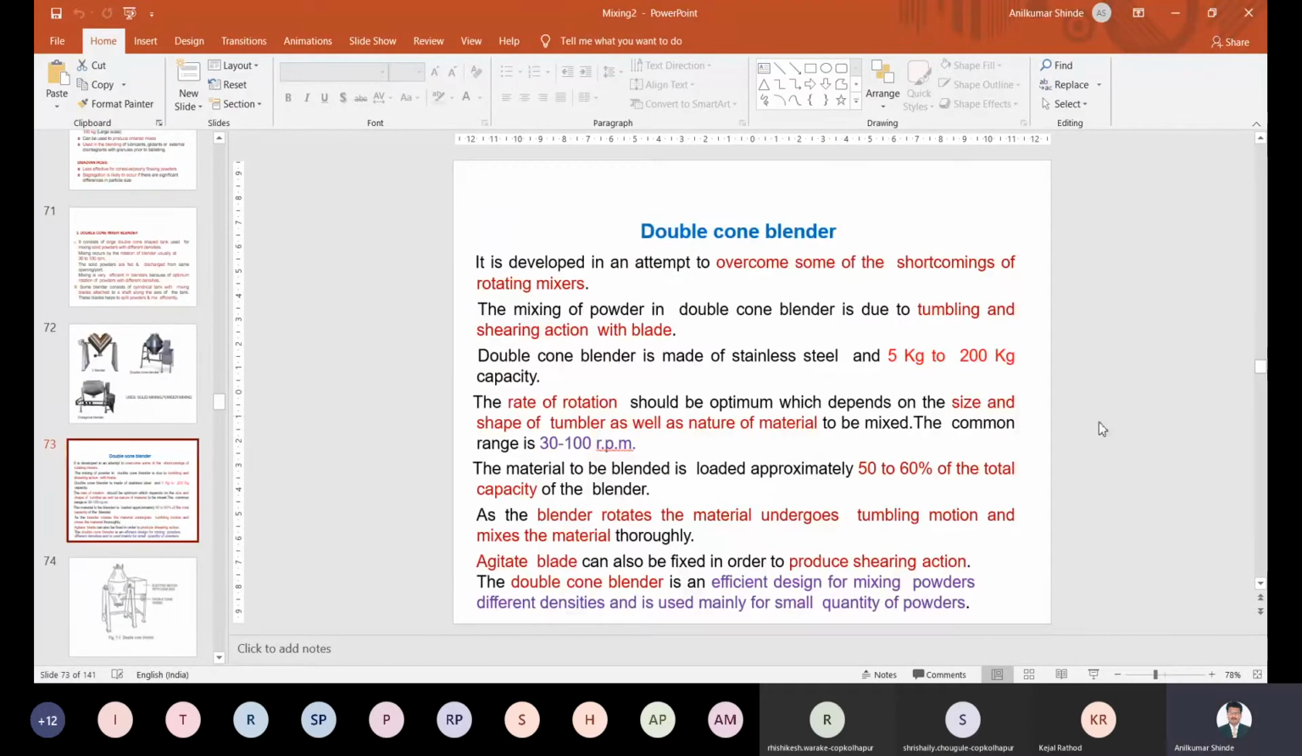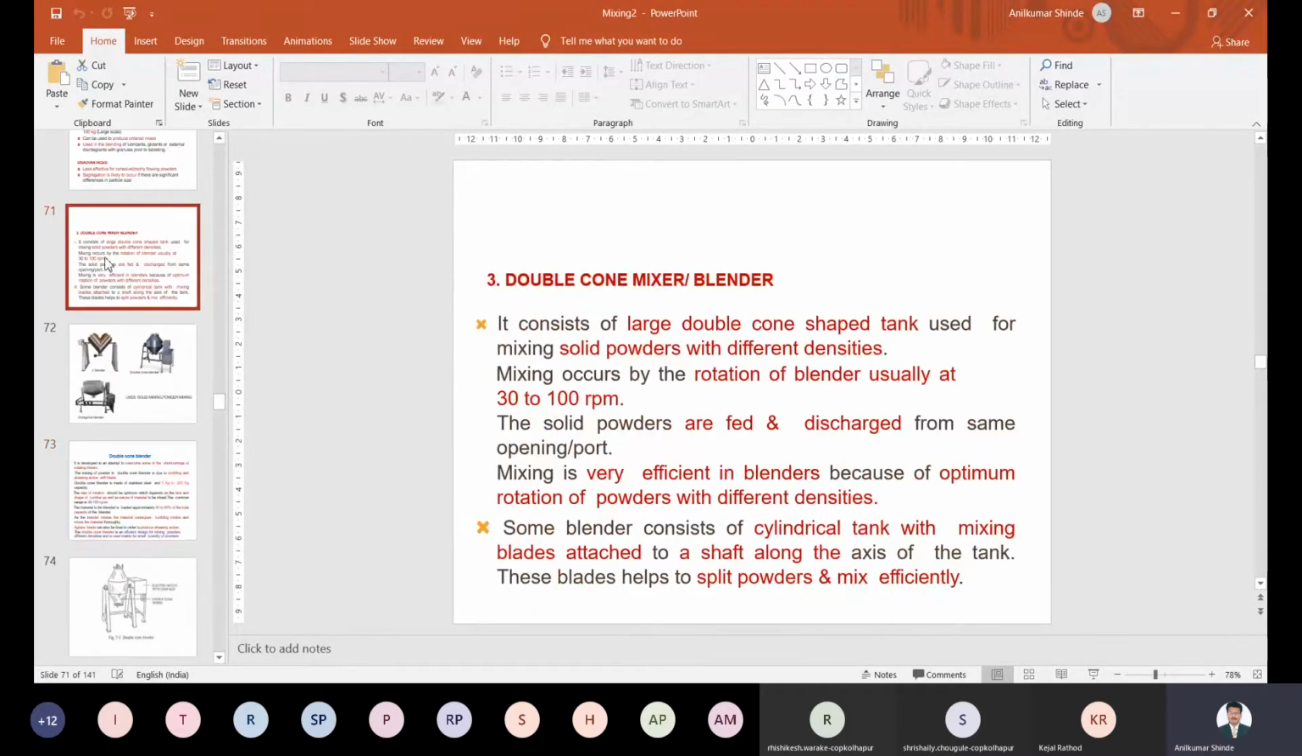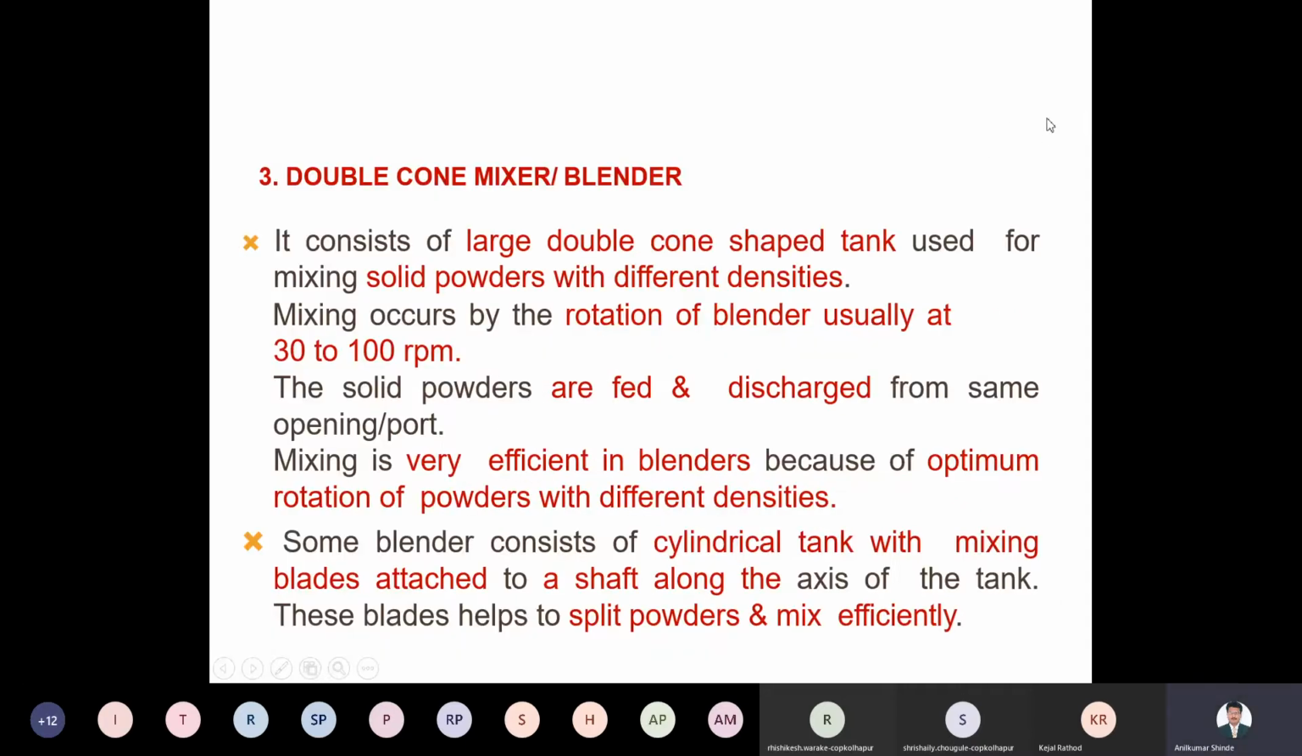Today we will see the next mixer, the double cone blender, right? So what is meant by double cone? This mainly consists of a large double cone. Two cones are attached to each other to form a double cone, and that's why it is called a double cone shaped tank.